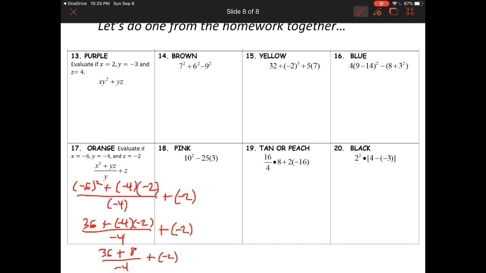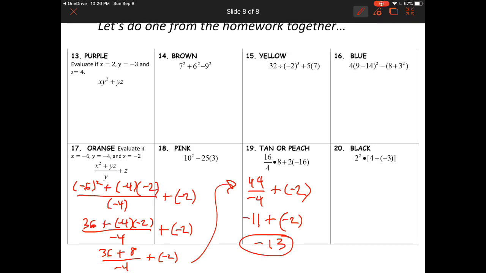So because of the fraction bar, we have to treat the numerator and denominator separately. So we have to make sure that we finish simplifying the fraction first. So 36 plus 8, that's going to be, what is that, 44? So I'm going to have to do my work up here, just because I'm using my finger. So 44, that's positive, over negative 4. I bet you know where that's going to go. Finish simplifying that fraction, 44 over negative 4 is 11, but because it's different sign, negative. And now that's plus negative 2. Now we're going to do our add wrap. Same sign, add. So we get negative 13. That's the answer to number 17.